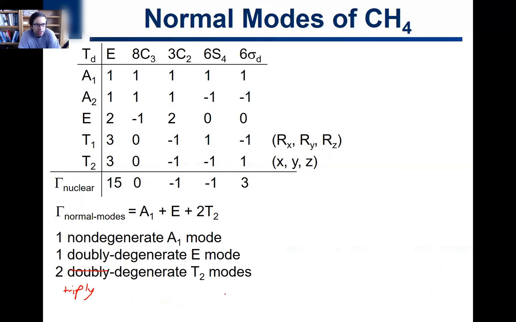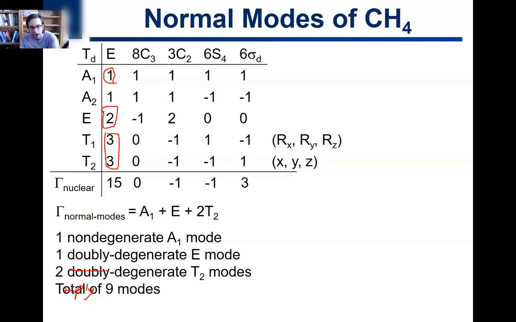Something very important here is to remember that there's degeneracy to a lot of these modes. A1 is non-degenerate because it has a dimension of 1, but E is a doubly degenerate mode, and these T1 and T2s are triply degenerate modes. So we have one non-degenerate A1 mode, one doubly degenerate E mode, and two triply degenerate T2 modes. So we have a total of 9 modes, because 2 times 3 is 6, plus 2 for the doubly degenerate one gets us 8, plus 1 is 9.